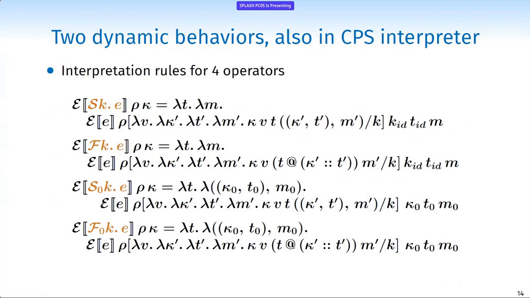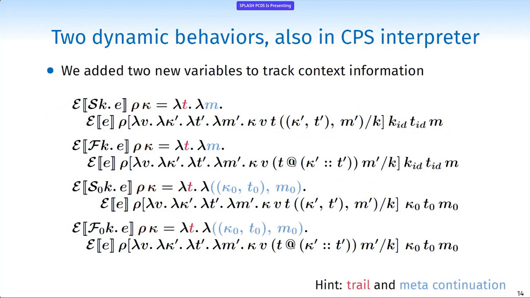So I talked about the two kinds of dynamic behaviors, and they also appear in the CPS interpreter. Here are the interpretation rules for four operators: shift, control, shift-0, and control 0. This CPS interpreter is based on a standard CPS interpreter. As you can see, it receives an environment variable as rho and a continuation as kappa. Then we added two new variables to track context information, the red one and the blue one: T is for trail, and M is for meta continuations.